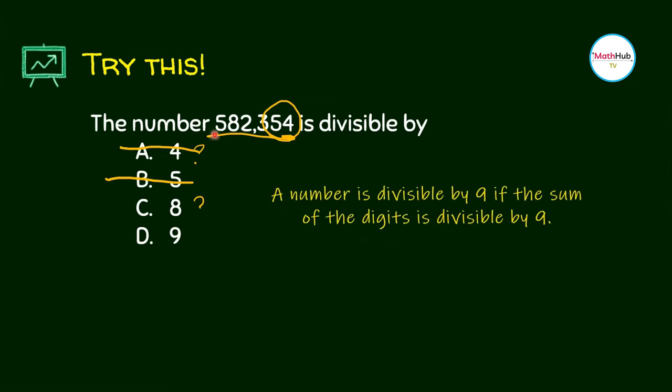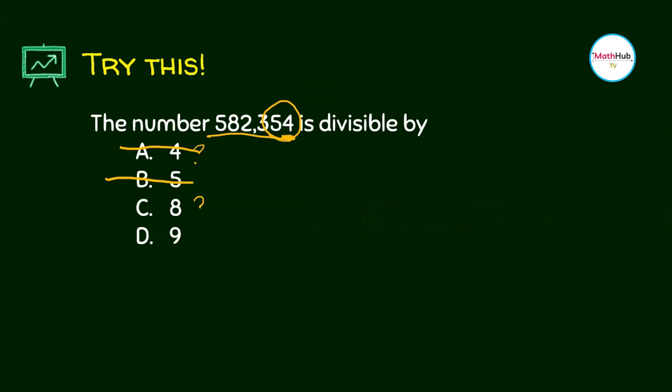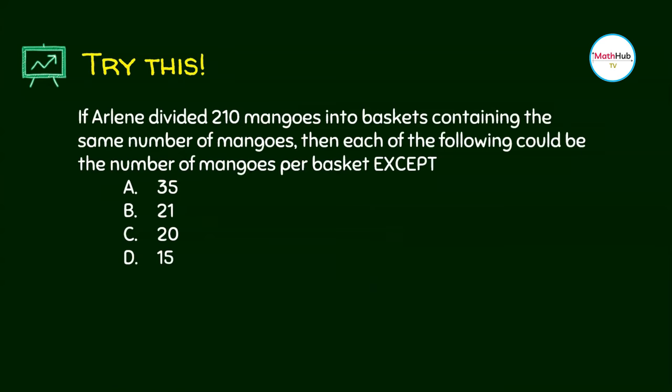We add the digits, right? Check if the sum of the digits is divisible by 9. So we have 5 plus 8, 13 plus 2, 15 plus 3, 18 plus 5, 23 plus 4, 27. There you go. 27 is divisible by 9. So the answer is letter D. For this one, again, pause the video and then come back to it after you have solved the problem. Assuming that you have already answered this, let us now discuss.